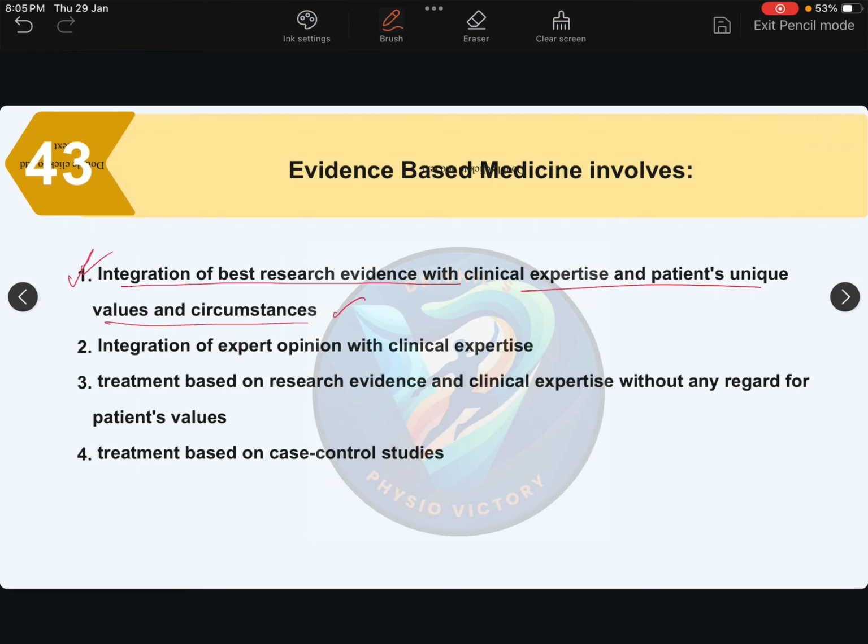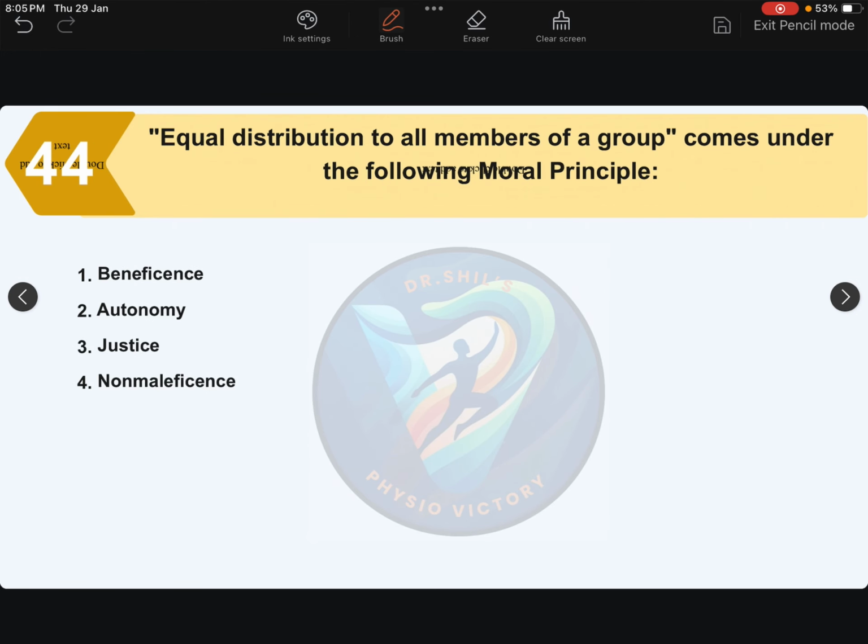Next, come to question number 44. Equal distribution of all members of a group comes under the following moral principle. Option 1, beneficence. Option 2, autonomy. Option 3, justice. Option 4, non-maleficence. The correct answer is option 3, justice.